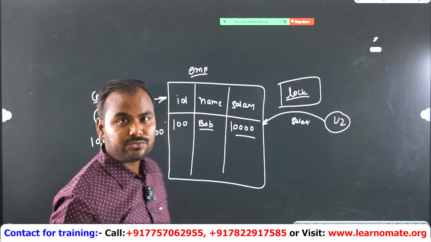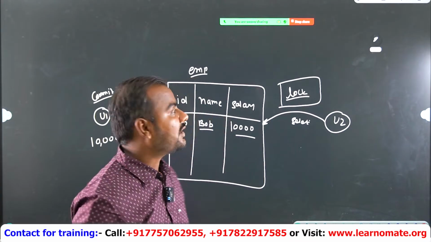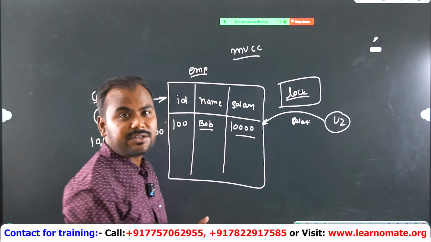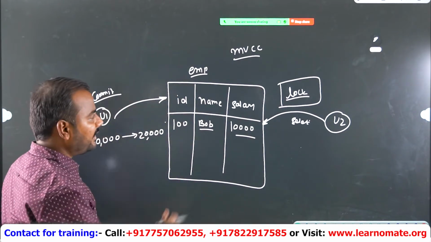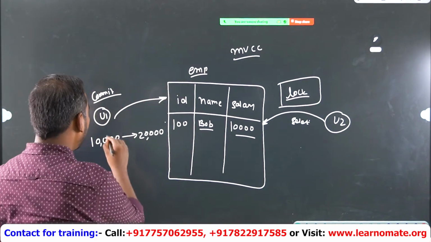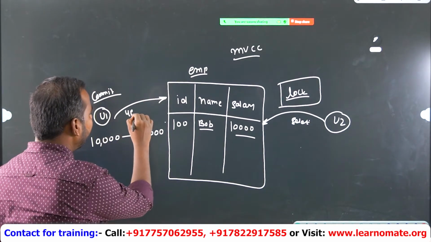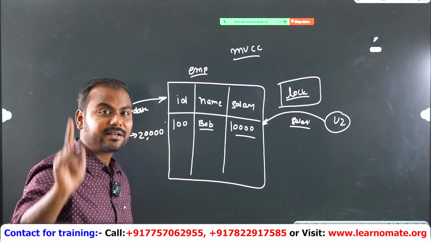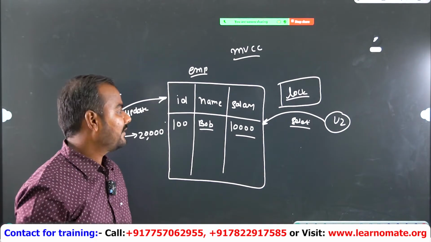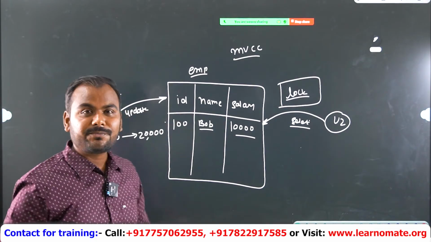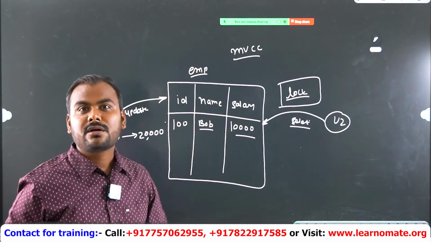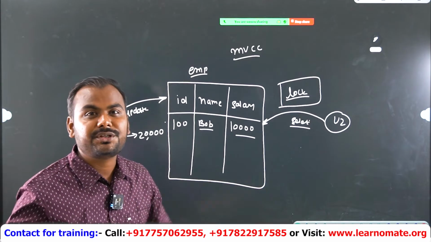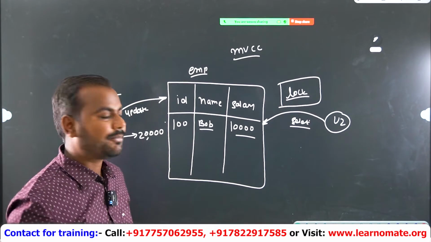So to fix this issue, PostgreSQL has come up with the concept called MVCC. Now in MVCC, what will happen? User 1 and user 2 can both run the update statement and the select statement at a time. Because of MVCC, both can do their transactions without locking each other.